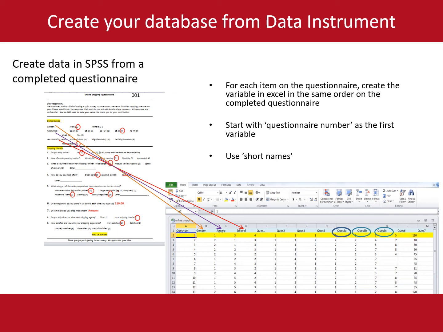Starting at row 2, you will begin entering the responses from each questionnaire, that is, beginning with the questionnaire number and then moving from left to right. Remember, SPSS analyzes numerical data, hence the use of codes or numbers in this sheet.